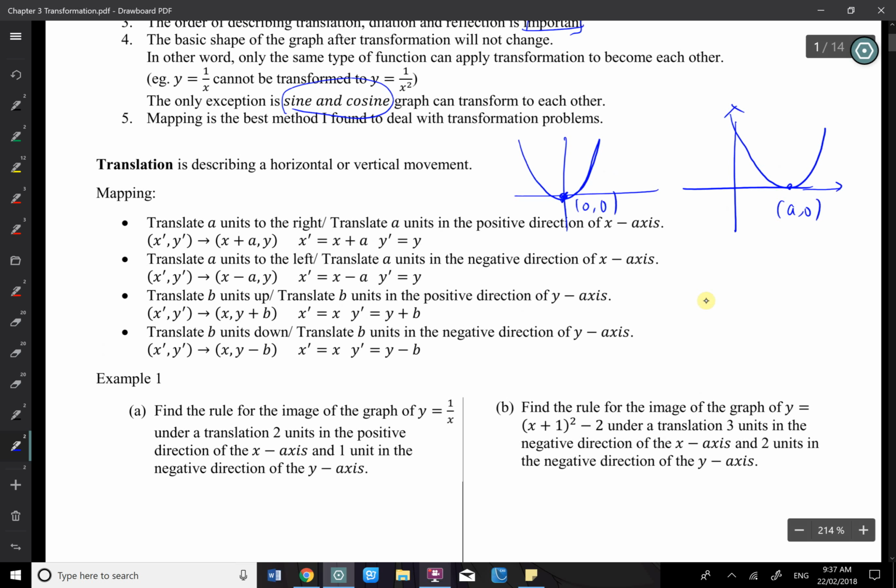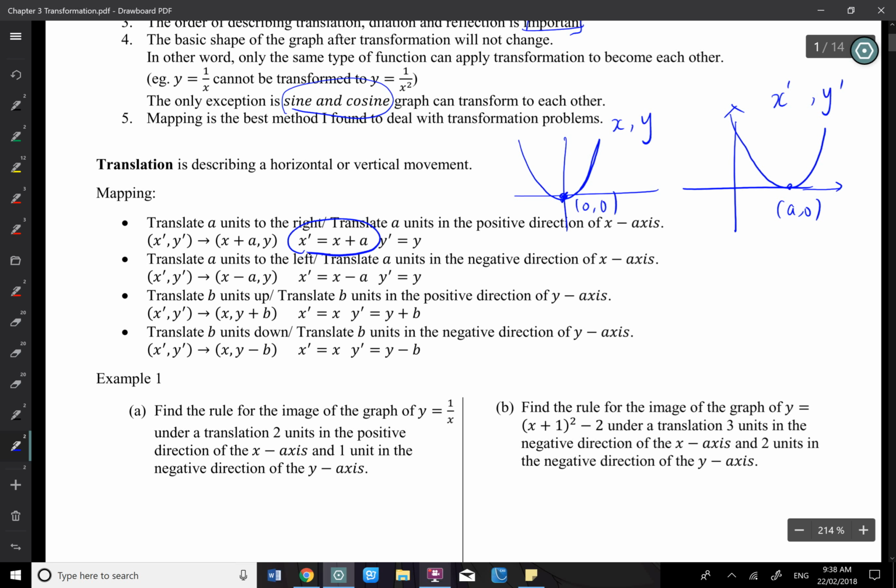So in this graph, we have x, y. In this graph, we have x dash and y dash. (x dash, y dash) is the new point. So let's compare the same point. The same point is the turning point. The turning point and the turning point are the same point. On the original graph, you have x value of 0. On the second graph, you have x dash value of a. So therefore, you can see x dash equals x plus a.